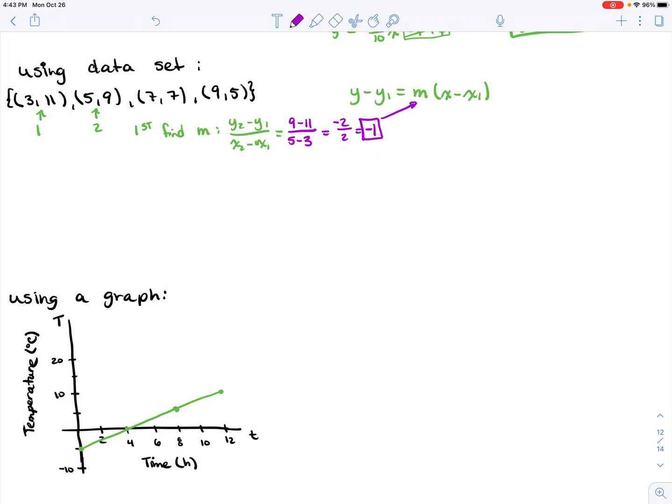Now, to fill in the rest, I have y minus. Which points do I want to use? I'm going to use the first set of points just because it's easier for me. So y minus 11 equals, there's my minus 1 times x minus 3.